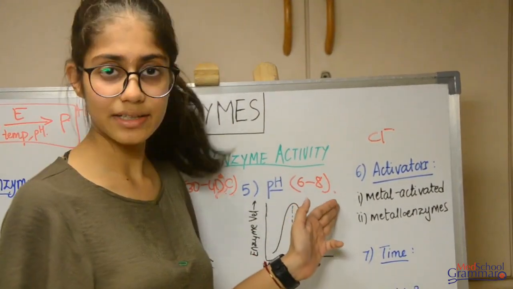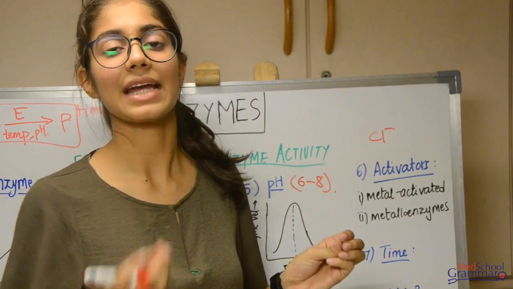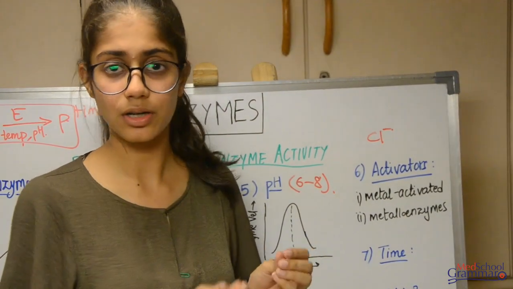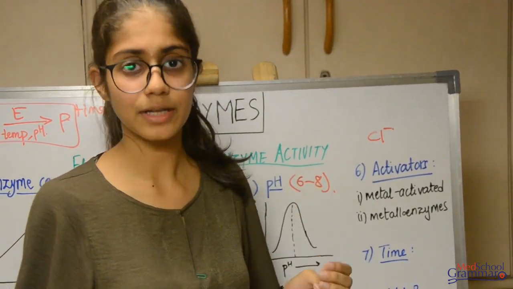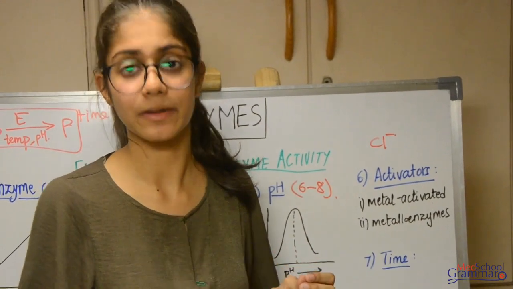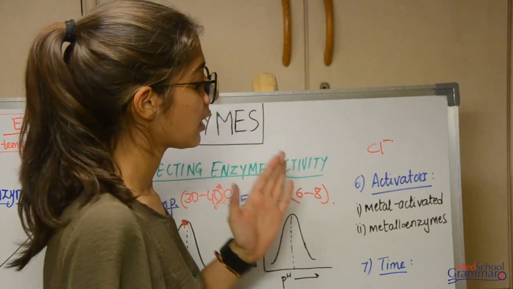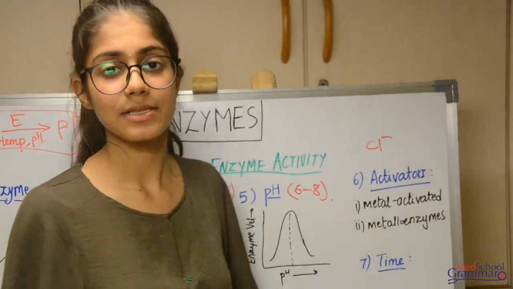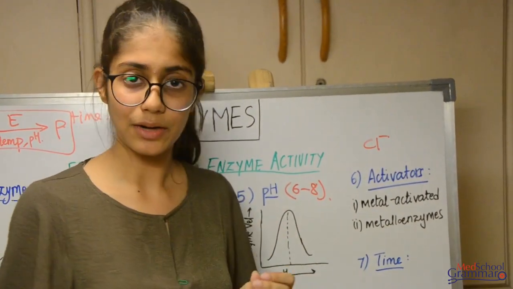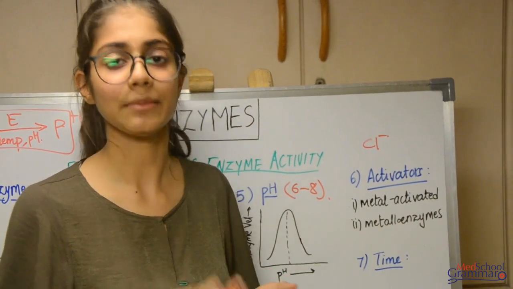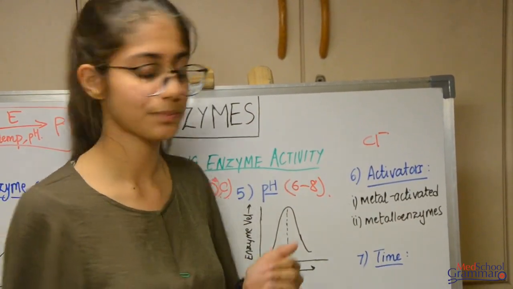In metal activated enzymes, the metal is not tightly bound to the apoenzyme. Okay, so it acts as the cofactor. We spoke about that earlier, right? It acts as a cofactor. In metalloenzymes, the metal ion is tightly bound to the apoenzyme and it acts as a prosthetic group.